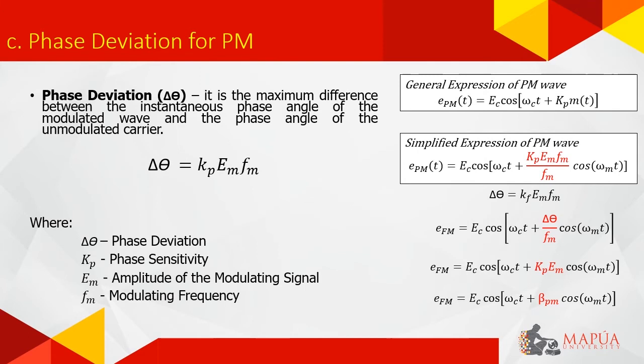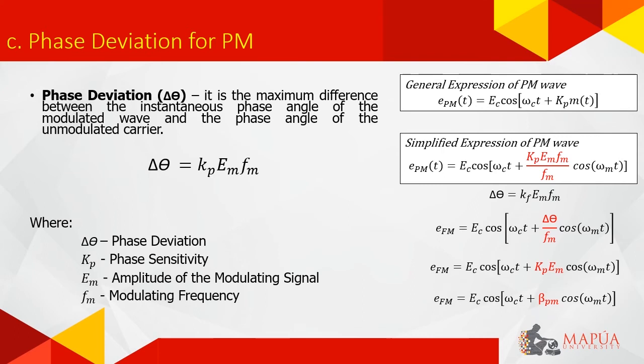For the phase deviation, it is the maximum difference between the instantaneous phase angle of the modulated wave and the phase angle of the unmodulated carrier, given by delta theta is equal to K sub p times E sub m times F sub m, where delta theta is the phase deviation, K sub p is the phase sensitivity, E sub m is the amplitude of the modulating signal, and F sub m is the modulating frequency.